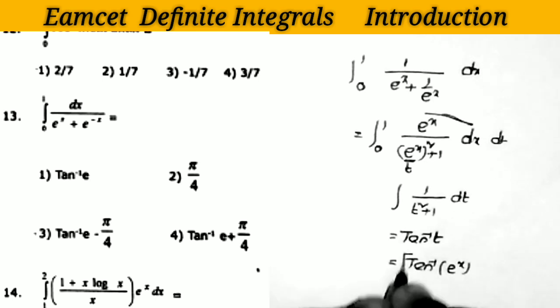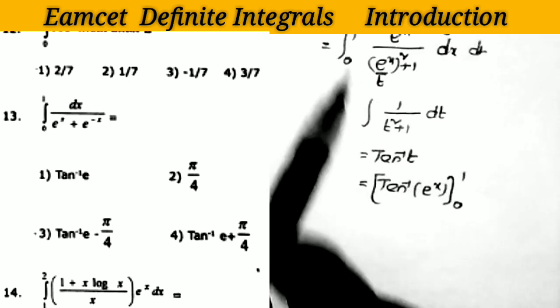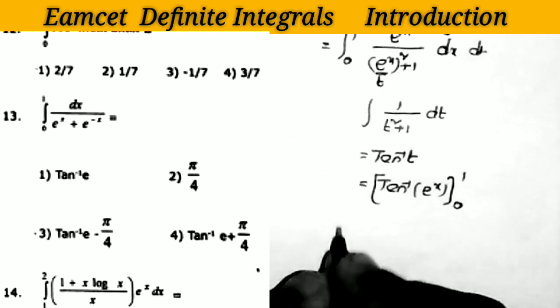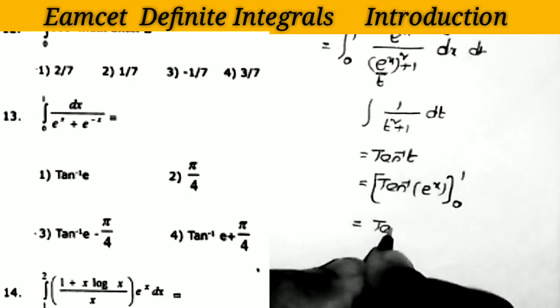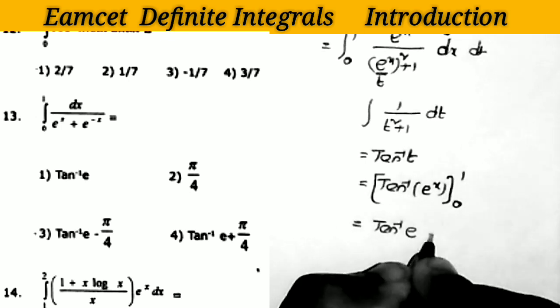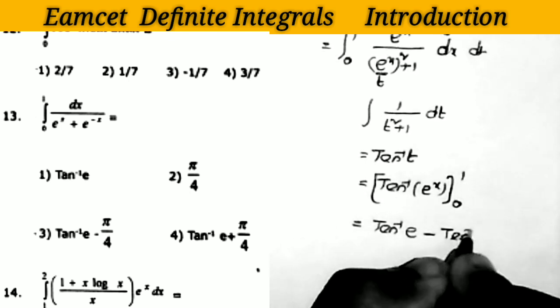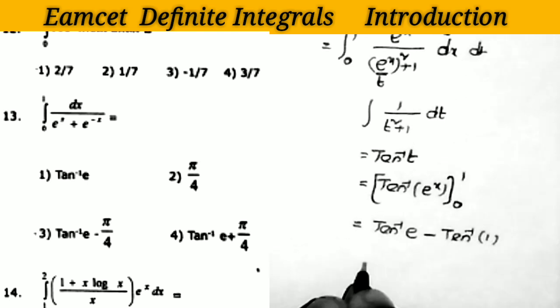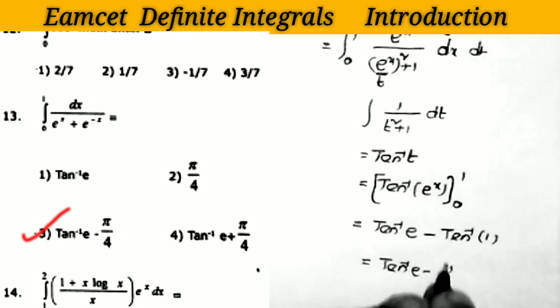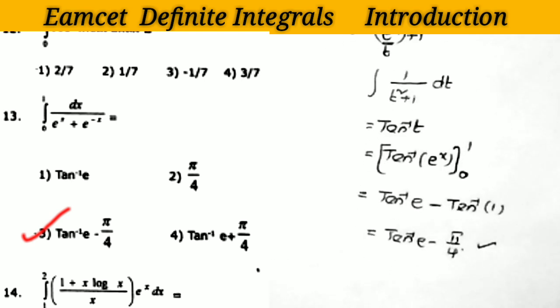Now we have to substitute the limits values here. After changing the answer in terms of x, then we have to replace the limits values. That is tan inverse of e power 1, that is e, minus tan inverse of e power 0, that is 1. So the answer is equal to tan inverse of e minus tan inverse of 1, is equal to pi by 4, and this is the third option.